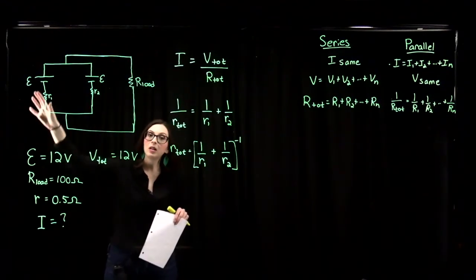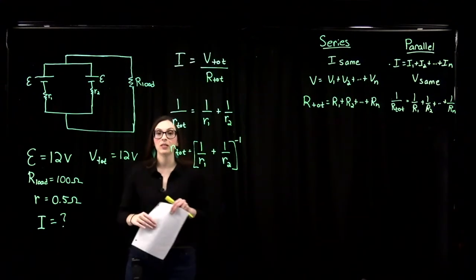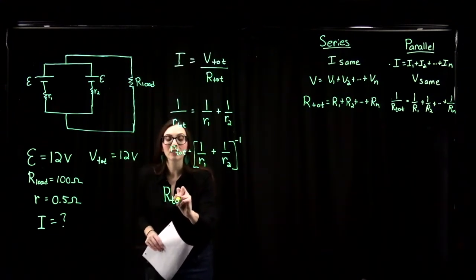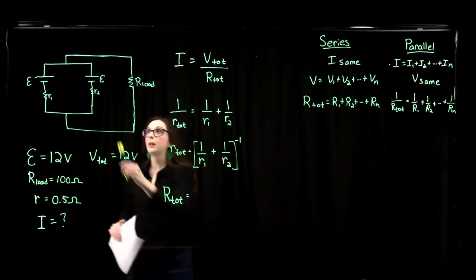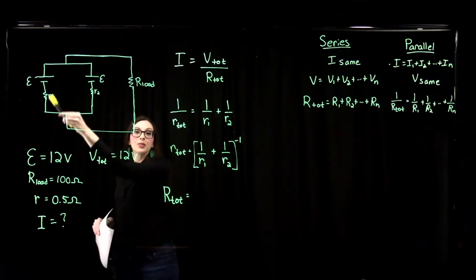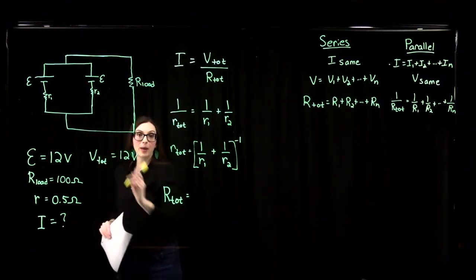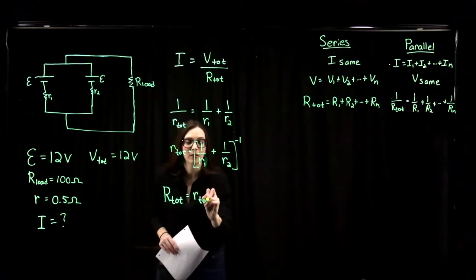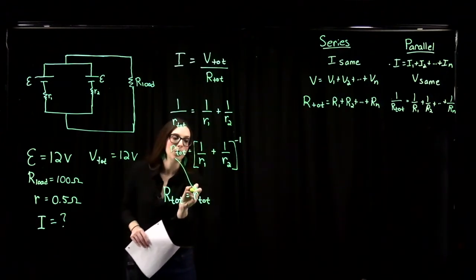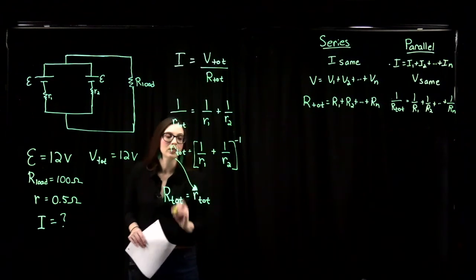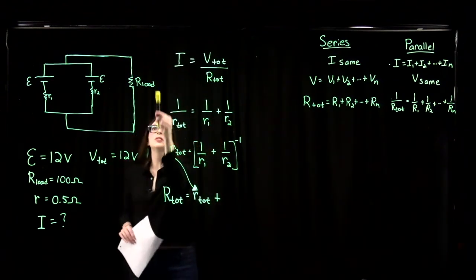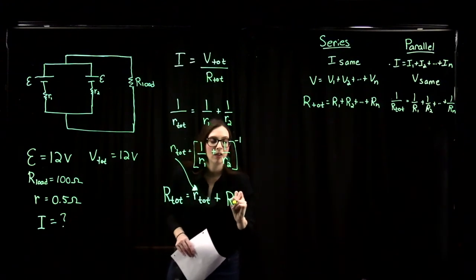So when we're in series, the resistance adds. Our total resistance for this entire circuit will be the internal resistance for these two batteries in parallel, which was our total little r total, that's our total internal resistance of our batteries in parallel, plus the resistance here of our device that we're trying to power.